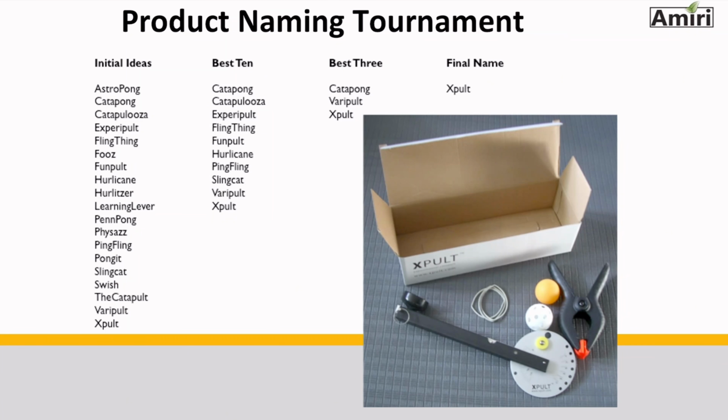And the last thing I want to mention is this whole process, this whole tournament, could be used for the name of the product too. So you see here the initial ideas, about 20, 25 maybe. And then they select about half of them, about 10 of them, and then the top 3, and then the final name for the product. So this process could be implemented for the name of the product as well.